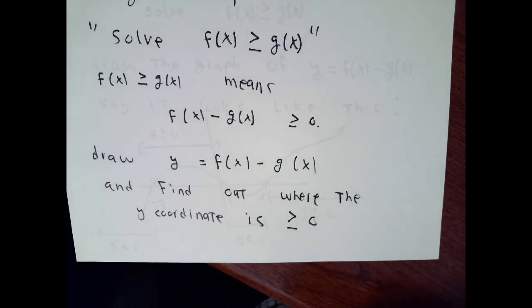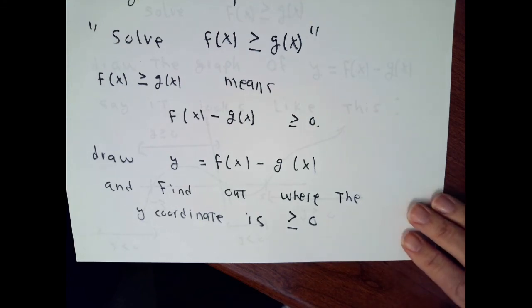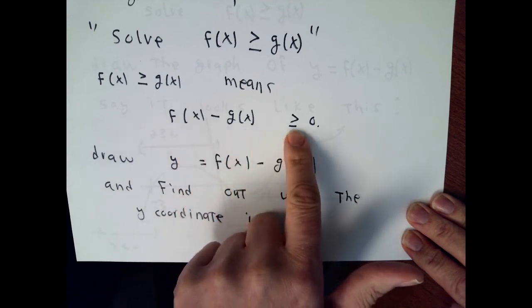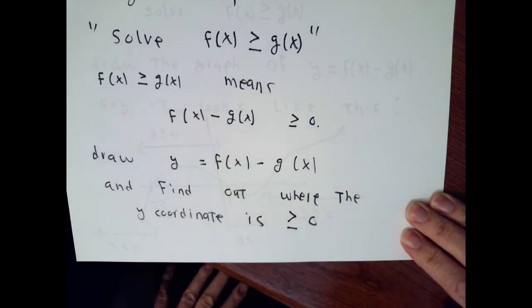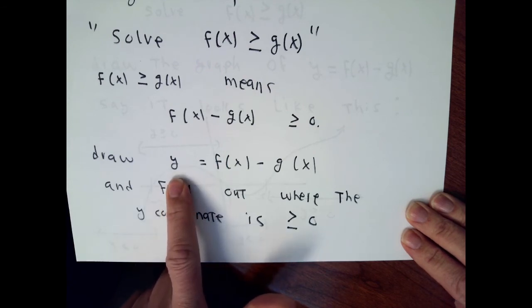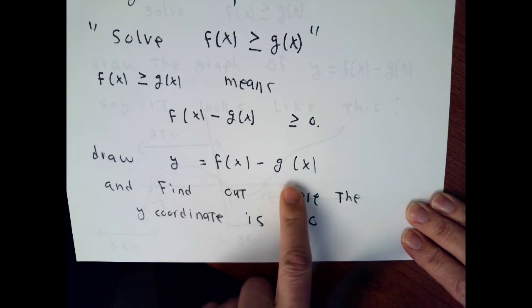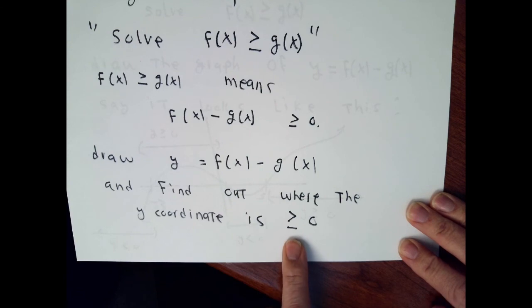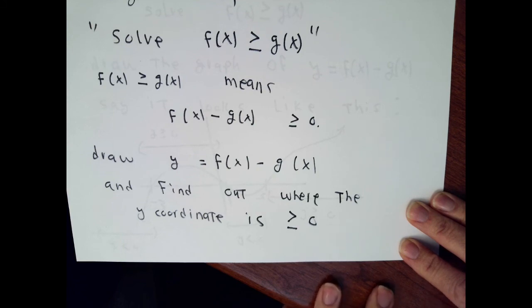Lastly, for now, I want to solve an inequality. I want to solve f of x is bigger than or equal to g of x. If f of x is bigger than or equal to g of x, then g of x isn't bigger than f of x, and f of x minus g of x can't be negative. So here's an idea. I'll draw the graph of y equals f of x minus g of x, and I'm going to find out all the places where the y coordinate is 0 or bigger. These are going to be the places on or above the x-axis.